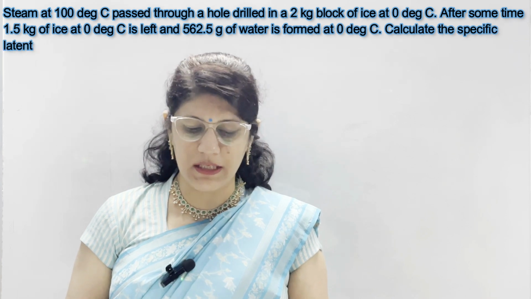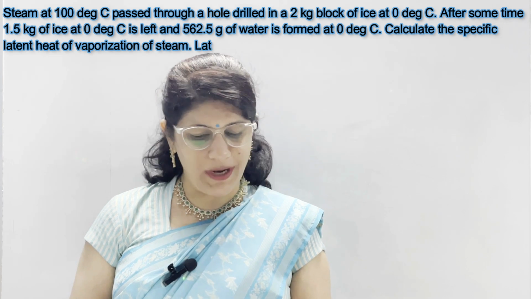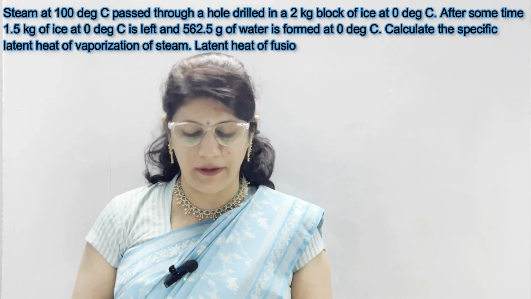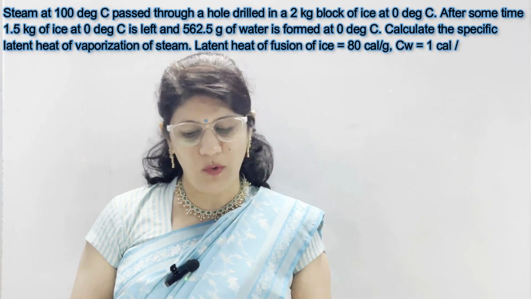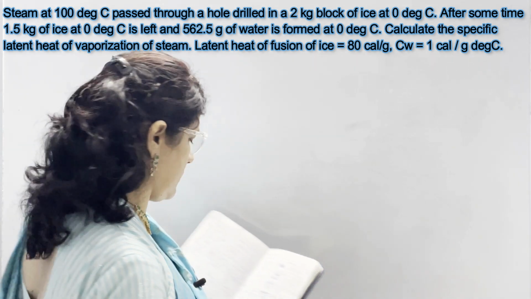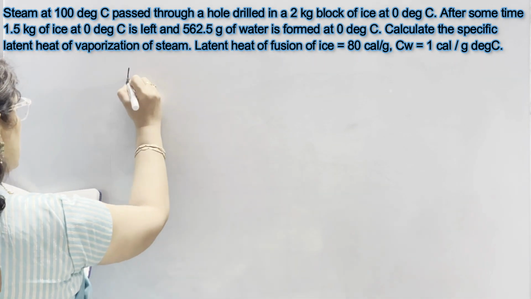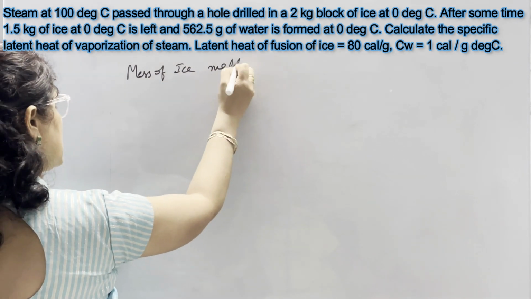Calculate the specific latent heat of vaporization of steam. Latent heat of fusion of ice is given as 80 calorie per gram, and specific heat capacity of water is also given as 1 calorie per gram per degree Celsius. So here we again need to calculate the mass of ice melted.